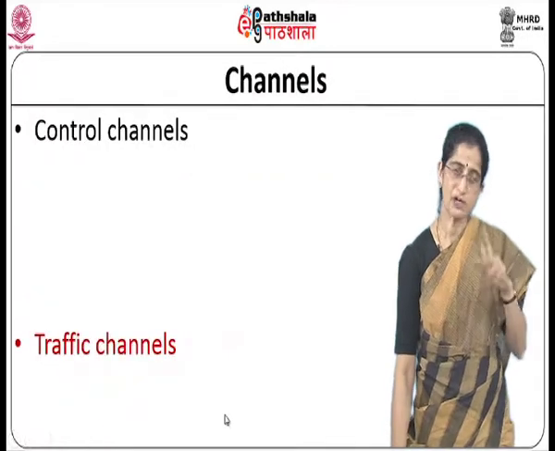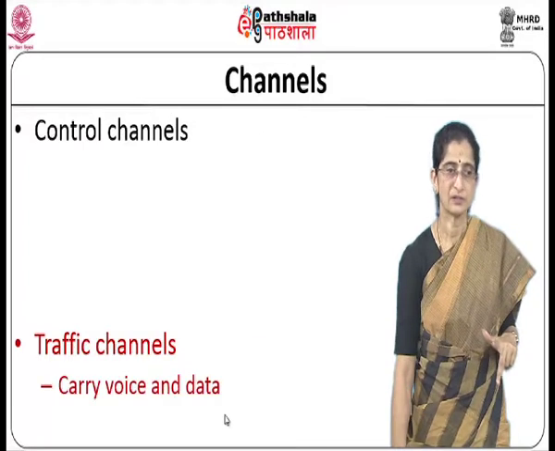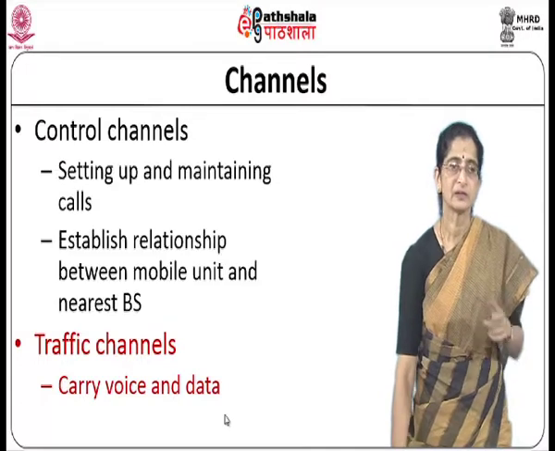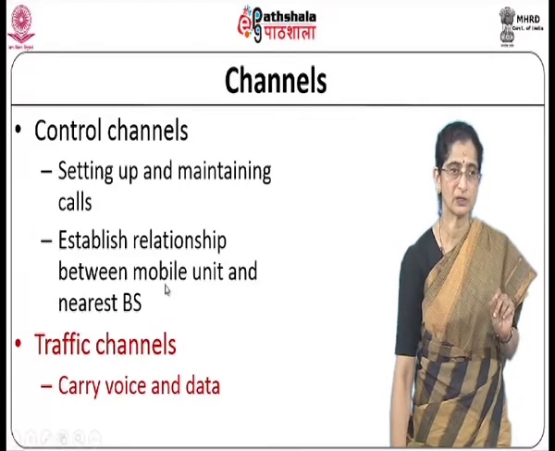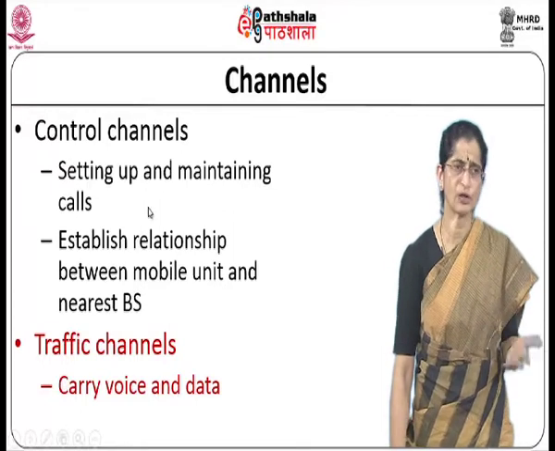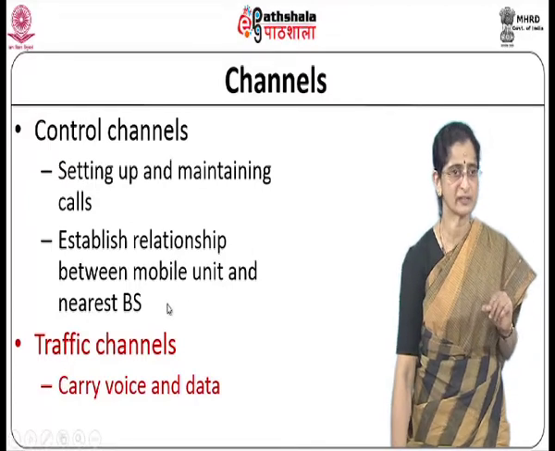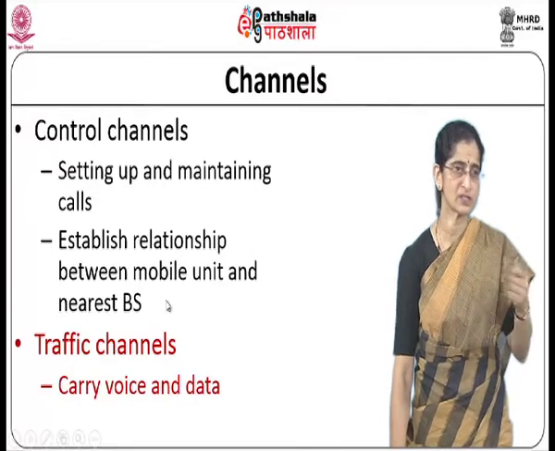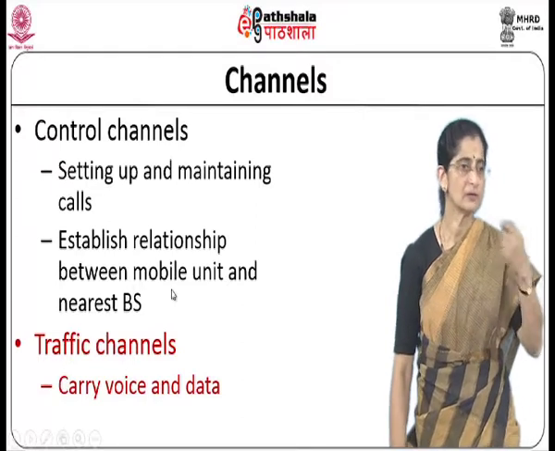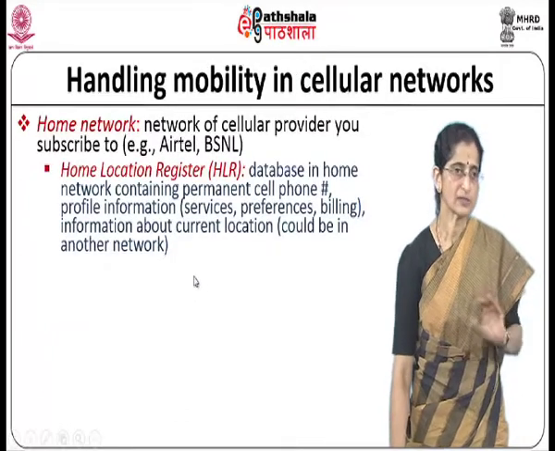There are normally two channels which are used, one called the control channel, one called the traffic channel. Now the traffic channel is used to carry voice and some data. The control channels are used to set up the call and for maintaining calls and so on. So they basically establish a relationship between the mobile unit and the nearest base. So when you switch on the mobile, for instance, the control channel is on, and it is through the control channel that your device will be talking to the base station that is there in that area. Right, so this is the basic structure.